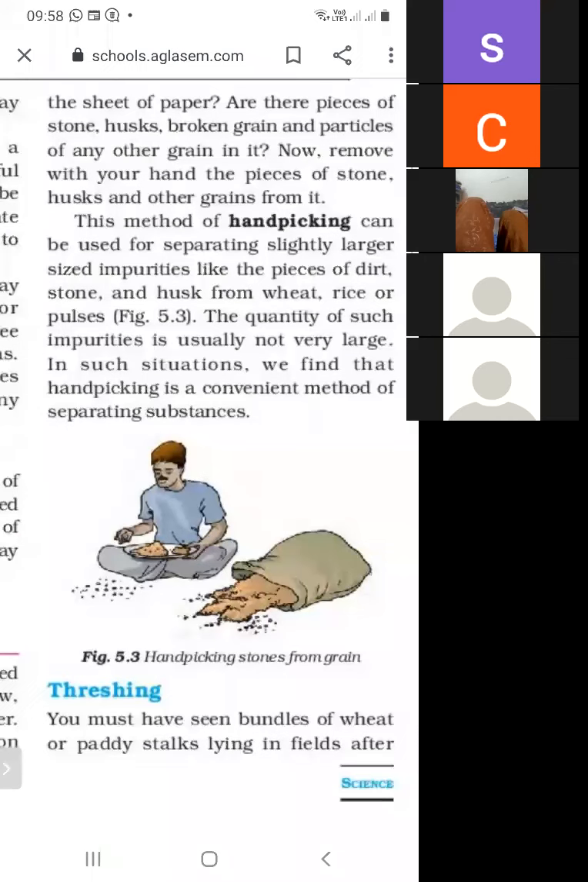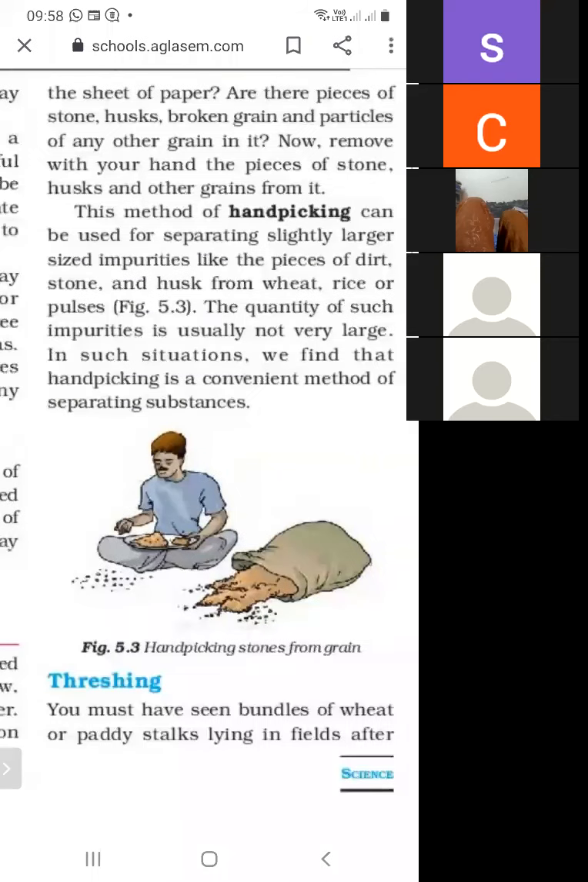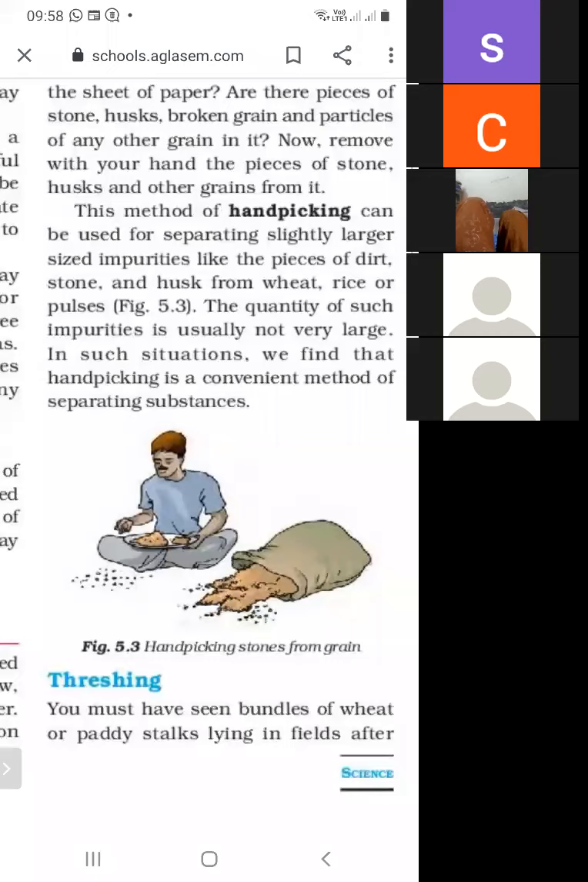And what are the two conditions of hand picking? Hand picking is used if the size of the impurity is very large. And next, the quantity of such impurity is usually not very large. So in this situation, hand picking is used.